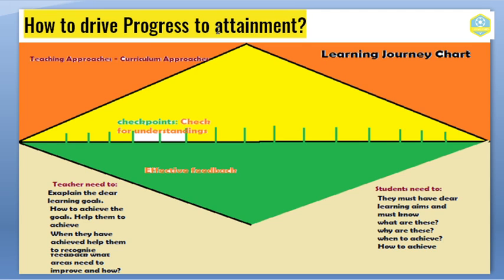Now, progress and attainment. Progress has certain checkpoints, or it's unlimited. It's up to the teacher's teaching technique or classroom practice how he or she is going to measure the student's progress. But this progress is definitely going to impact the student's attainment.